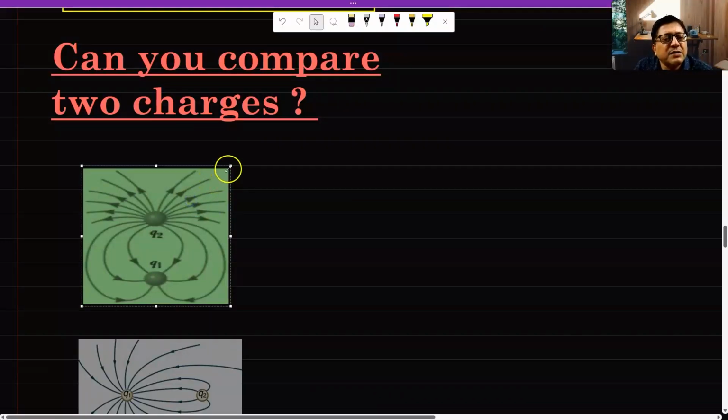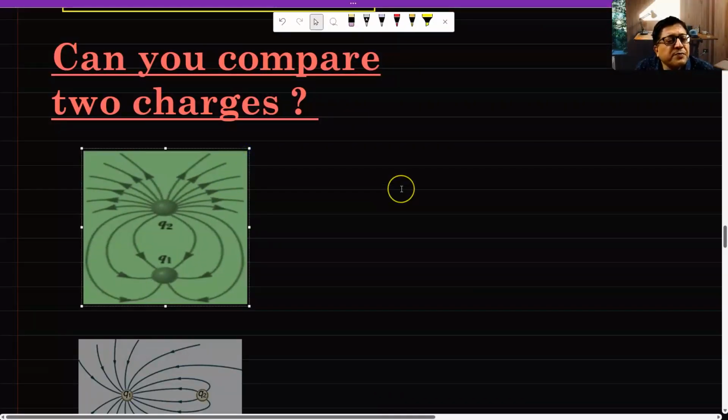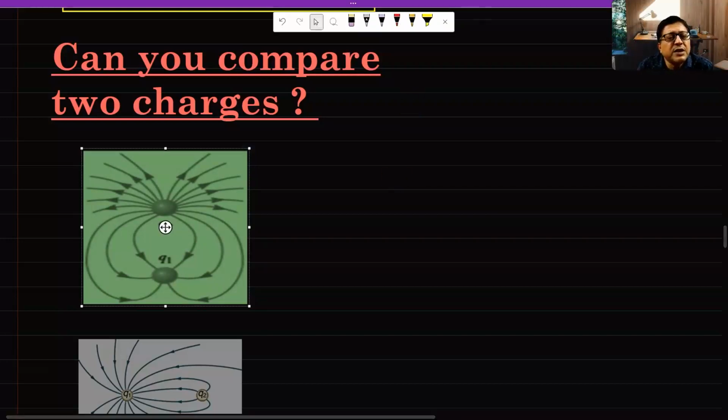Now I am putting this question forward for you. Can you compare these two charges? I mean, what is the ratio of Q1 and Q2 here? Can you find it? Yes, we can find.